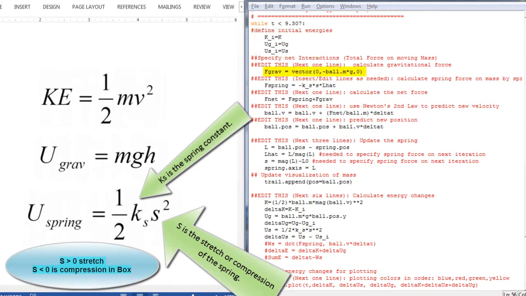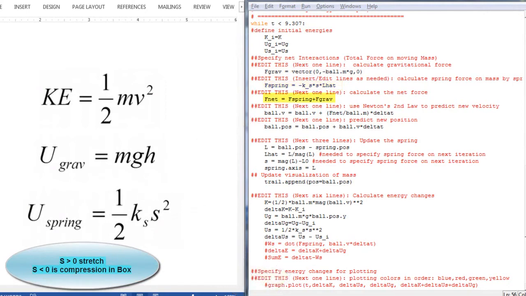Here's the gravitational force with mg in the negative y direction. F spring is just Hooke's law. F net is the sum of the gravitational force and the spring force. This F net value is used in Newton's second law, shown here, to predict the new velocity of the spring system. The position is then updated when the velocity changes at each time interval.